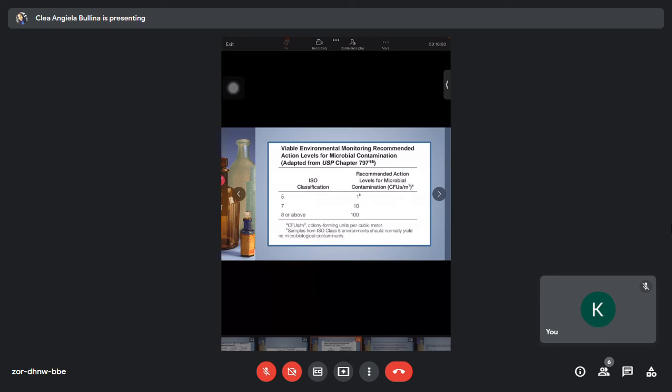So how about ISO Class 7? Its recommended action level for microbial contamination is 10. For ISO 8 or above, that's 100 CFUs per cubic meter. Okay?